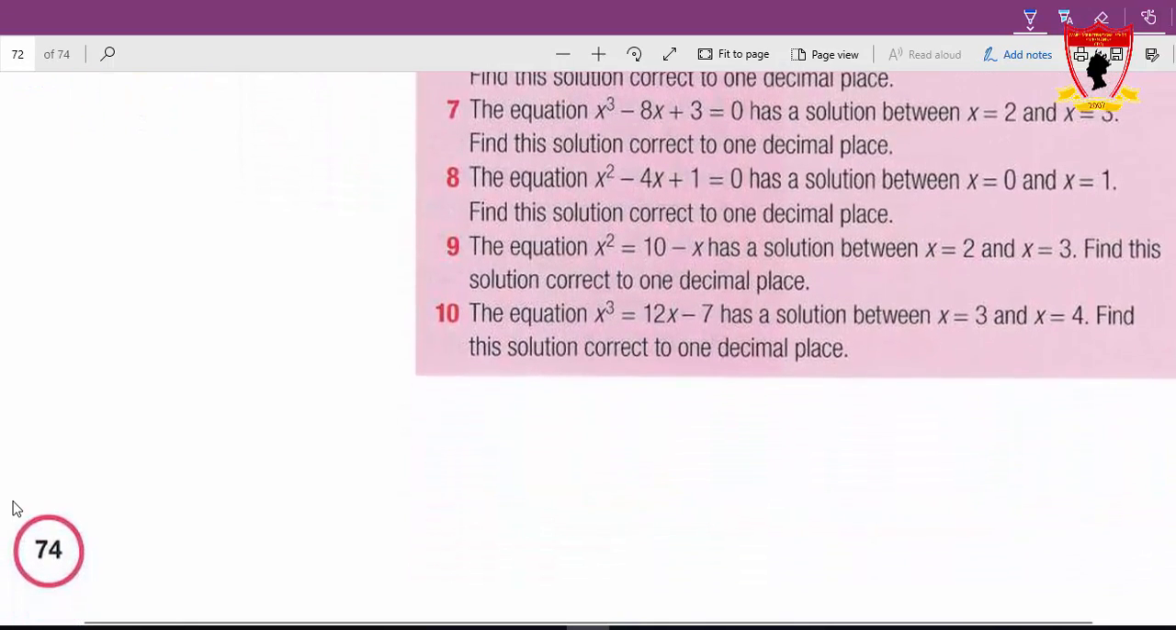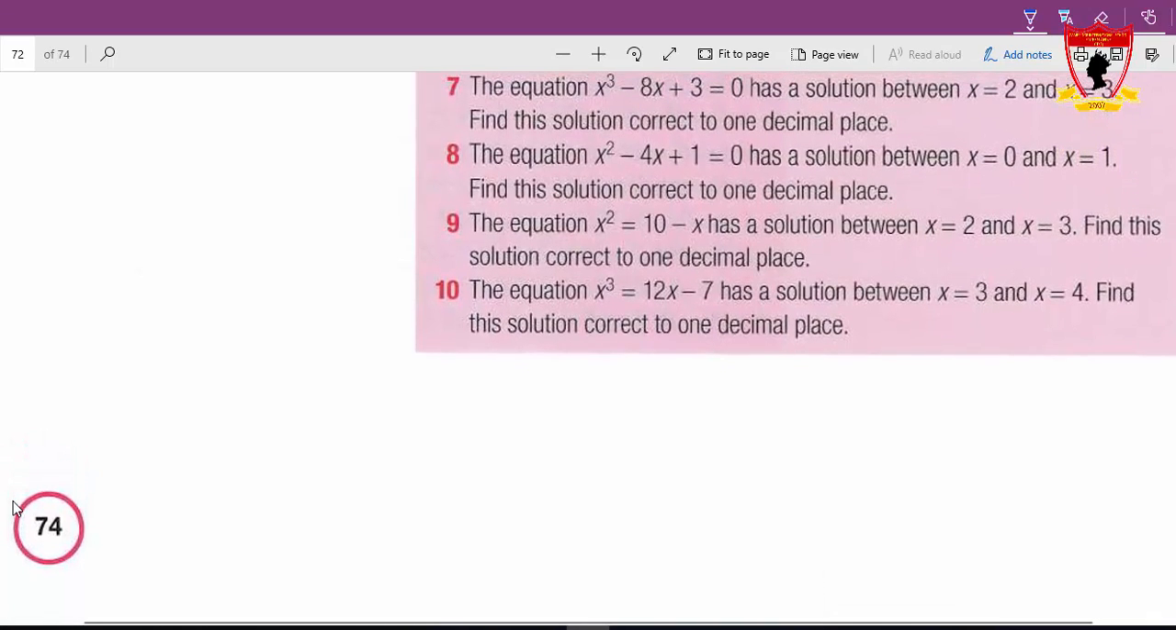So let's do question 10, because in question 10 the equation is slightly different from the previous, because this time we don't have a quadratic equation. This one is a cubic equation, but the idea is the exact same idea. The equation x cubed equals 12x minus 7 has a solution between x equals 3 and x equals 4. Find the solution correct to one decimal place.